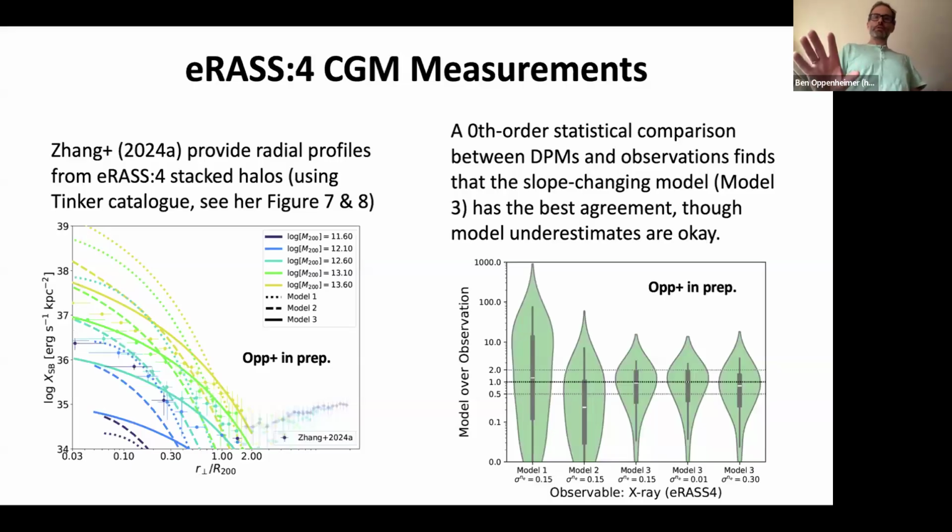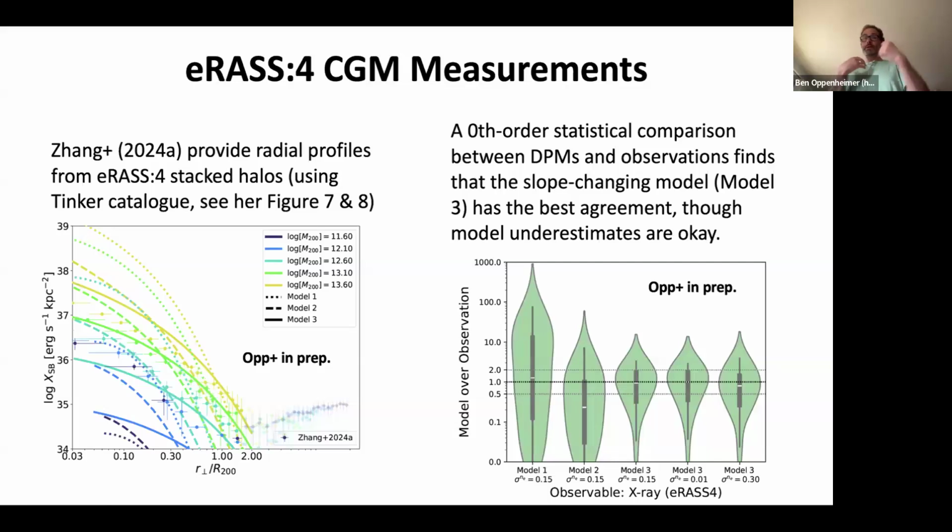But I'm going to focus 2 more slides on the X-ray because it's a little bit new. So here are the profiles for those eROSITA stacks from Yi Zhang. It's a little bit of a busy plot, but the observations are the data points, and the models are lines, and they don't always fit. Especially for Model 3, the slope-changing model, they're underpredicting the observations.